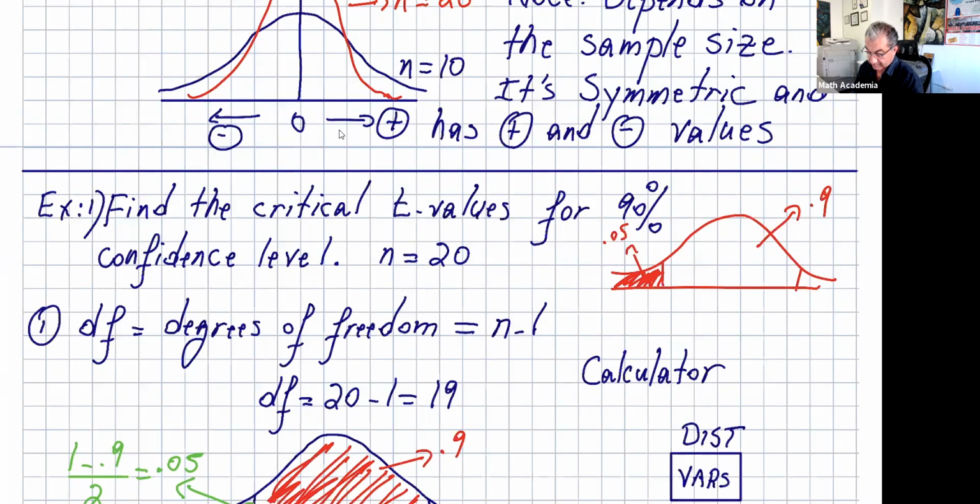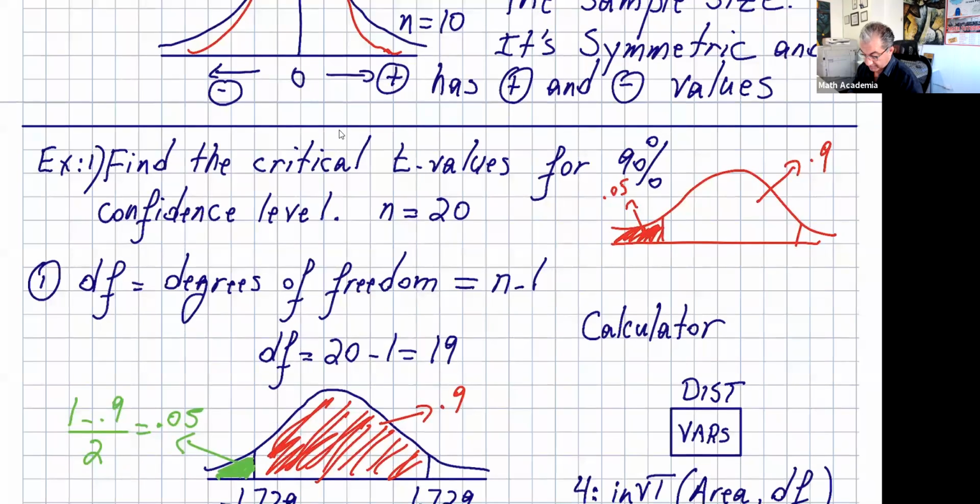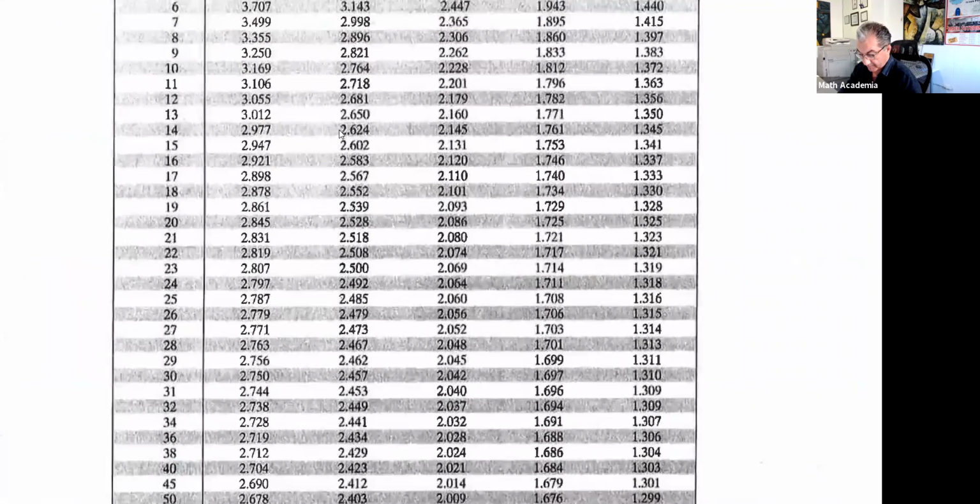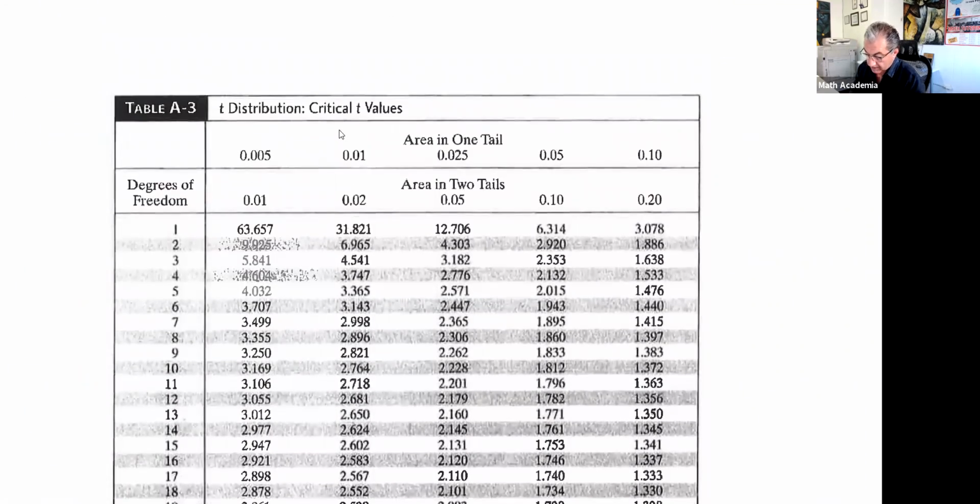So let's go over this example. It says find the critical t value for 90% confidence level, n equals 20. So remember, n is 20. If I calculate the degrees of freedom, 20 minus 1 is 19. For 90% confidence level, we know already the area in the middle is 0.9, and the area in the tail is (1 minus 0.9) divided by 2, which is 0.05. So let's go read the table. I have the table. Do not worry about the areas in the two tails. If you know one tail, you are completely fine.